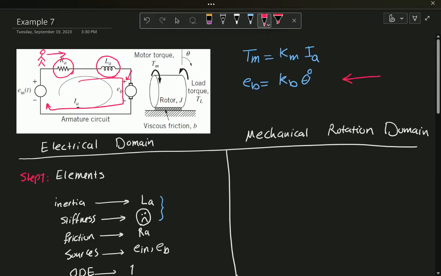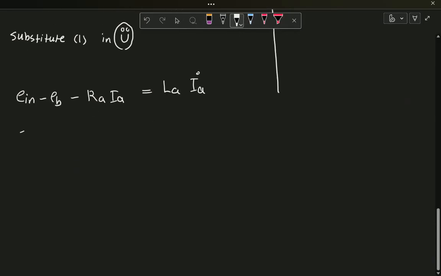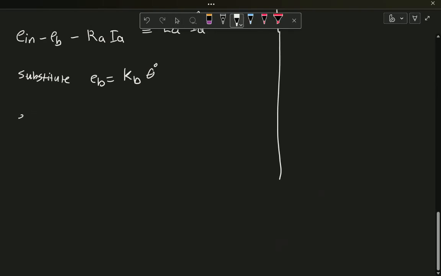Okay, so in fact, this is a gate to the mechanical side. Let's go ahead and substitute for EB. Substituting EB as KB theta dot, then you will have EN minus KB theta dot minus RA IA equals LA I dot A.